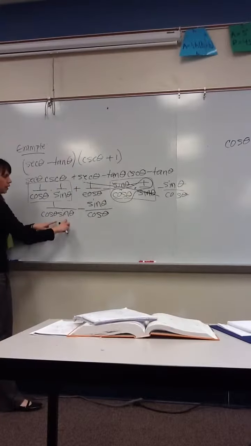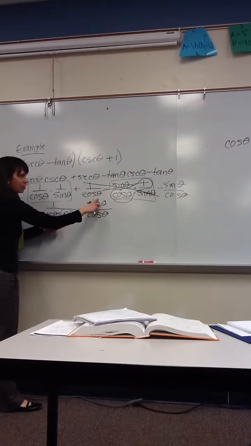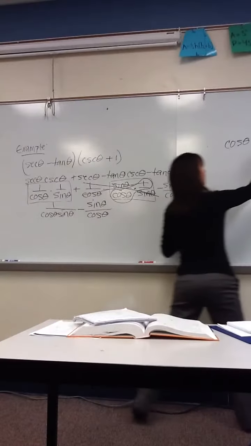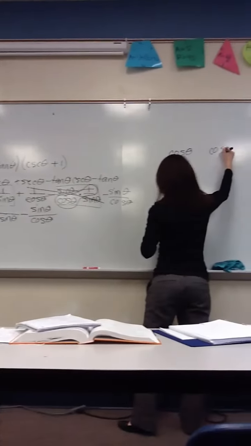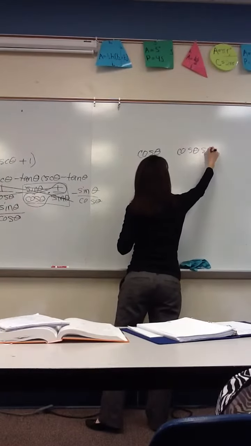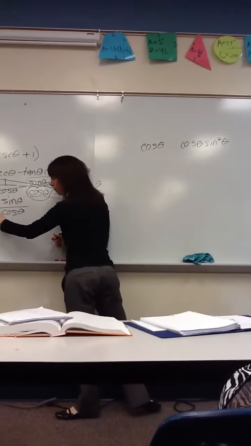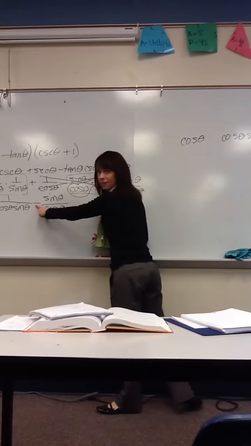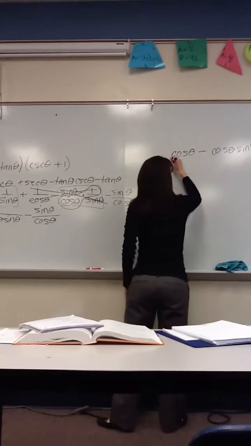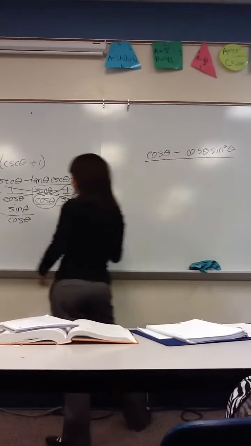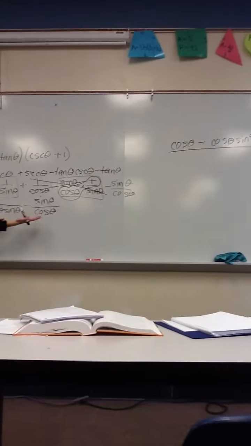Cosine of theta, sine of theta times sine of theta is what? Cosine of theta, sine squared of theta. What do I put in the middle? A minus. Put a minus here. All over. What am I going to do here?